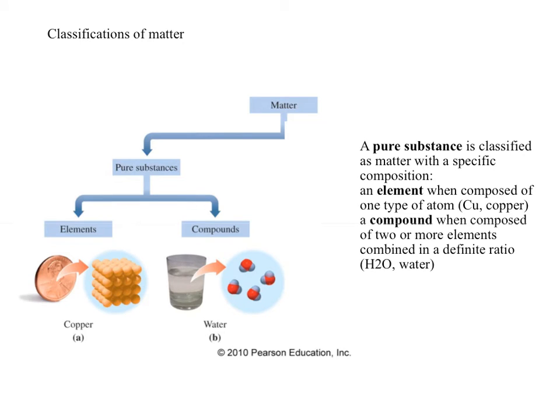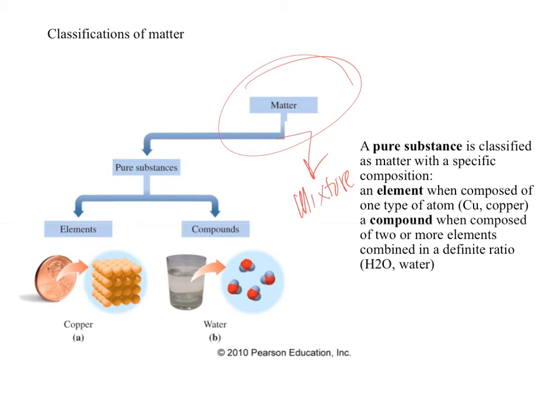Okay, let's jump back now to something a little more simple. Classification of matter. So everything is matter, even the air that you're breathing right now. Made up of stuff that we'll talk about later, but it's stuff. It's not a vacuum of empty space. There are molecules in the air that you're breathing. Everything is matter. So matter can be classified as a pure substance or, we'll learn later, a mixture.